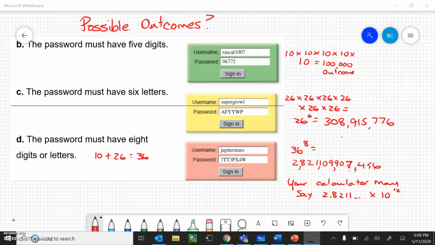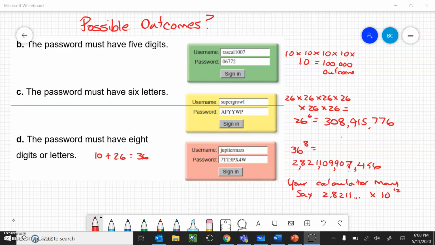Your calculator, depending on what calculator you're using, may have said 2.82 and then however many other digits it had in there times 10 to the 12th power. This is scientific notation, which you will learn about next year. It basically is a way for us to write very big or very small numbers. And what that 10 to the 12 means is that I'm multiplying it times 10, 12 times. So each time I multiply it by 10, I'm going to move my decimal point over one place.